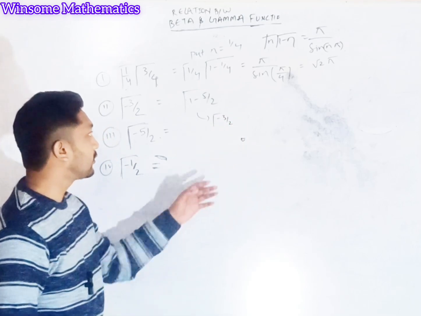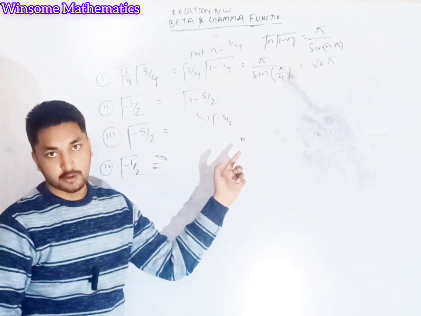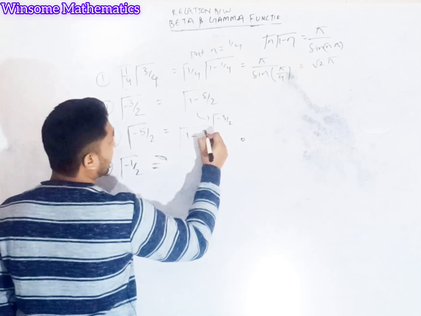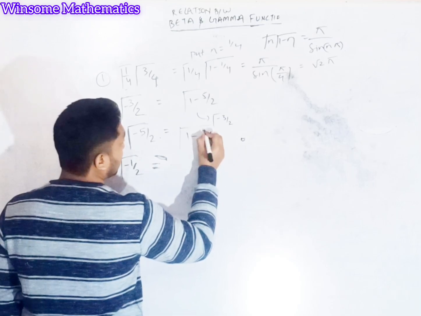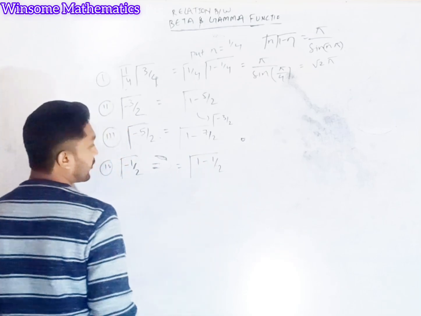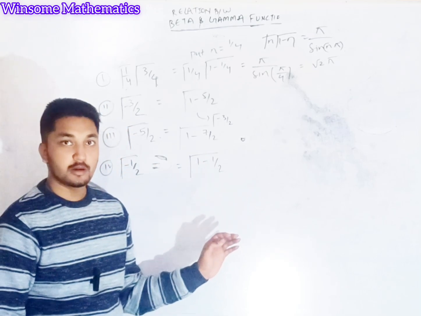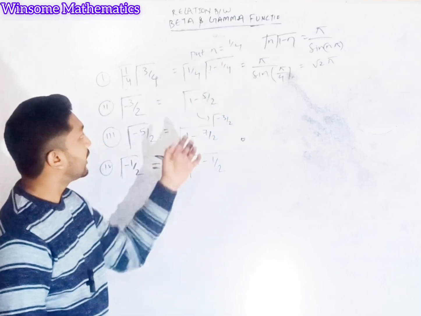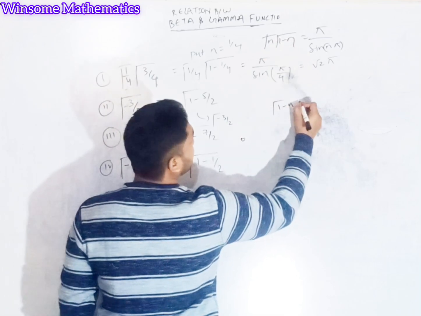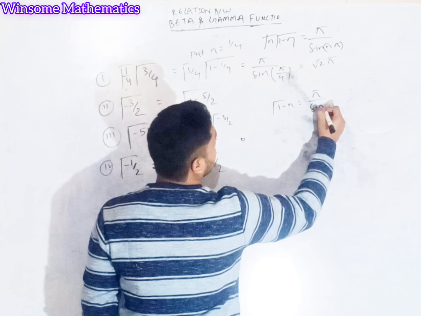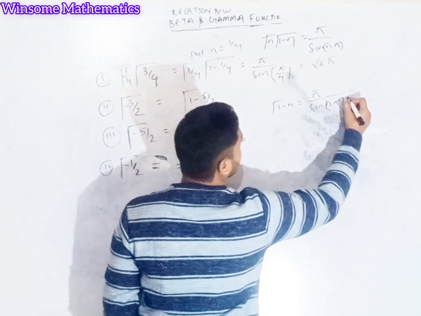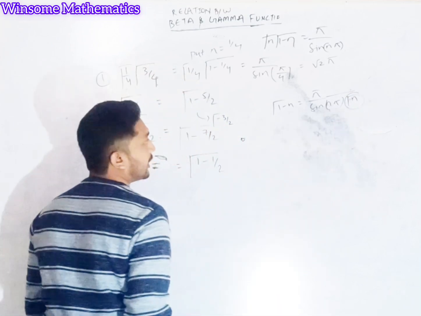Now you will be thinking how to solve this question. So now think with yourself. Also think that you can also write this as 1 minus 7 by 2. Simple. And this is 1 minus 1 by 2. Clear? Very clear. Now what we will do, we can easily obtain from here that gamma 1 minus n is equal to pi upon sine n pi upon gamma n. Very simple.